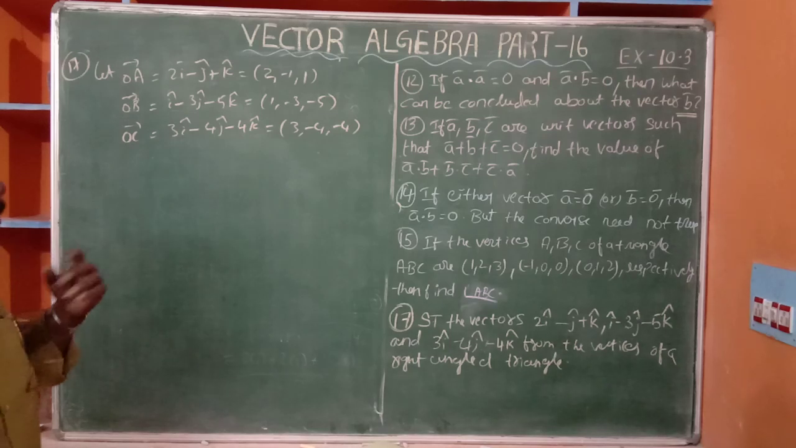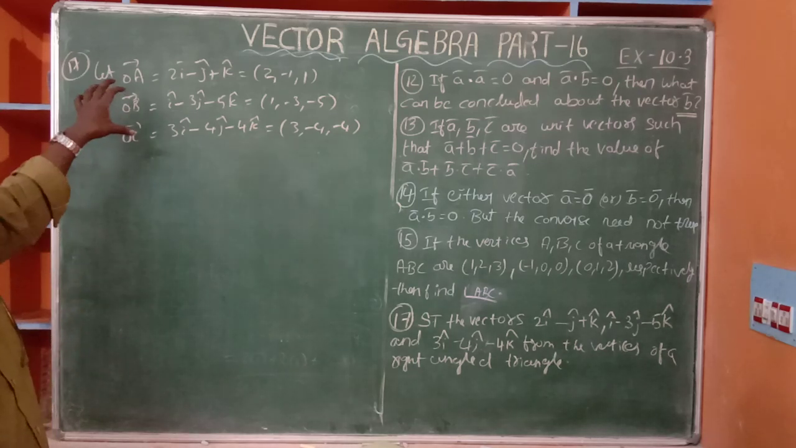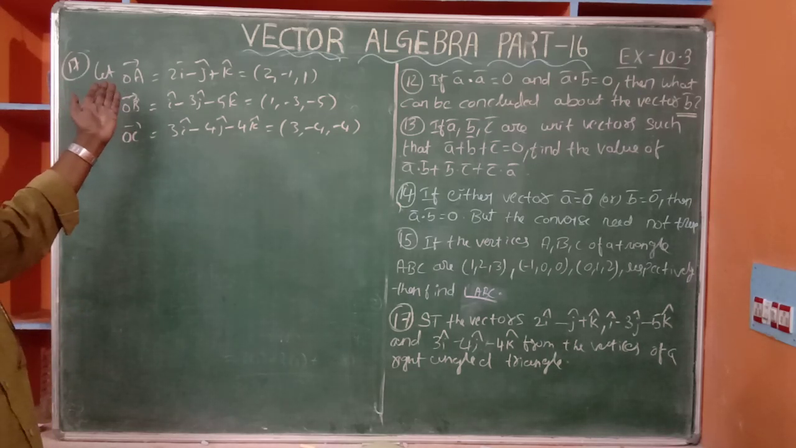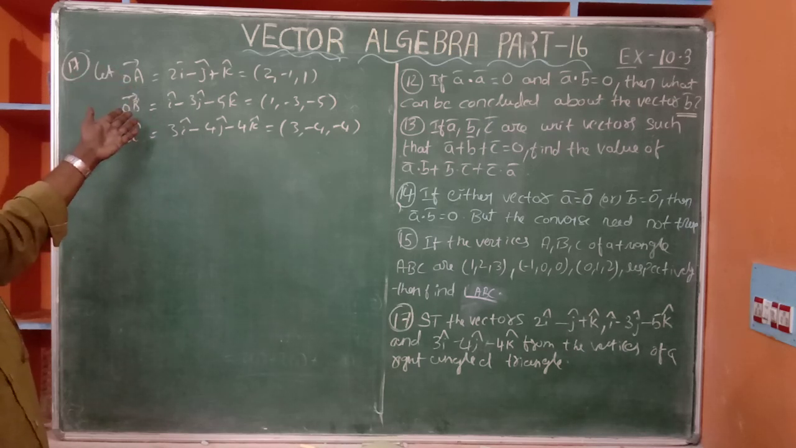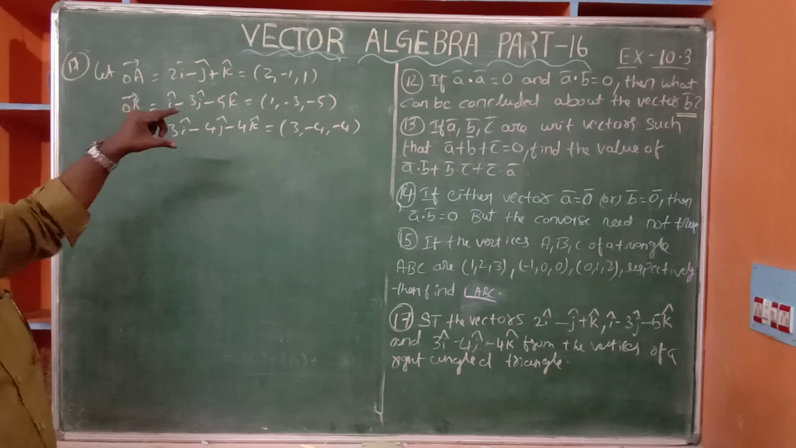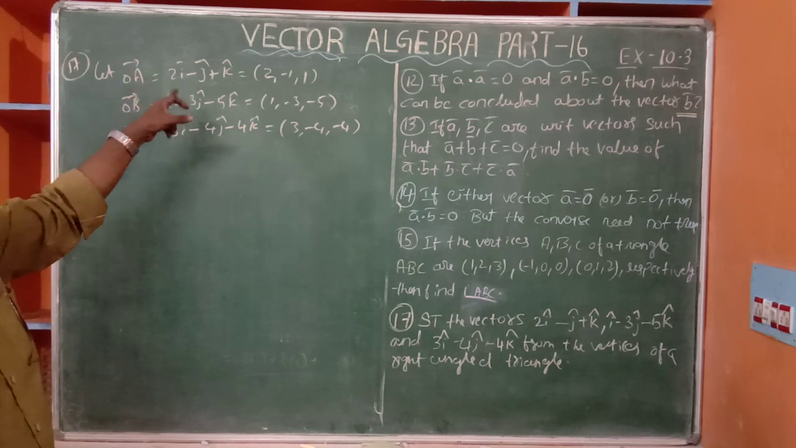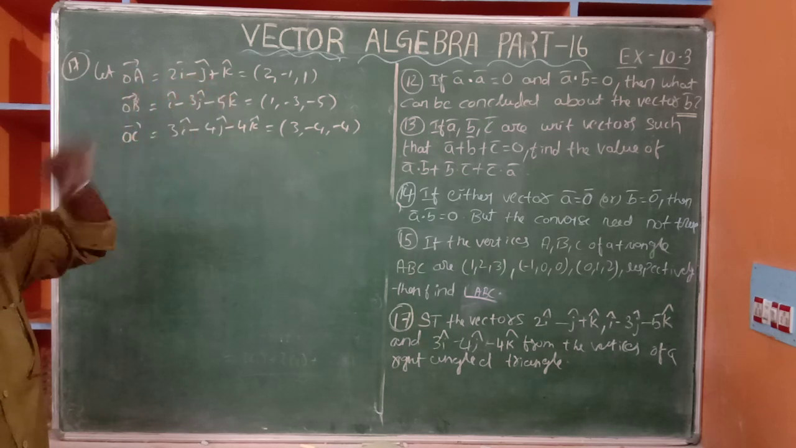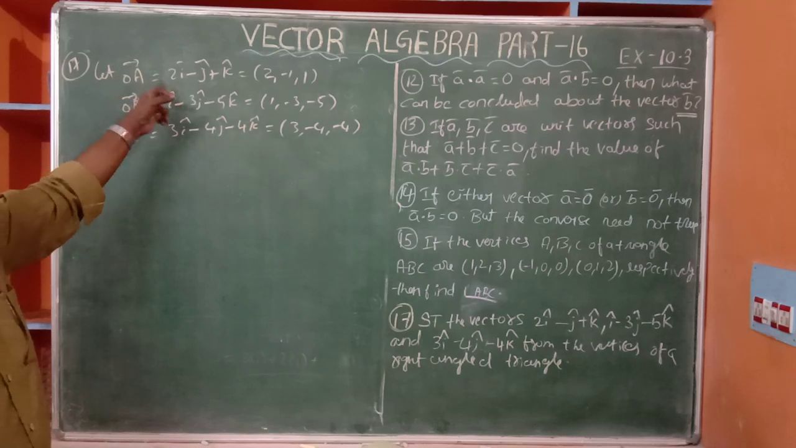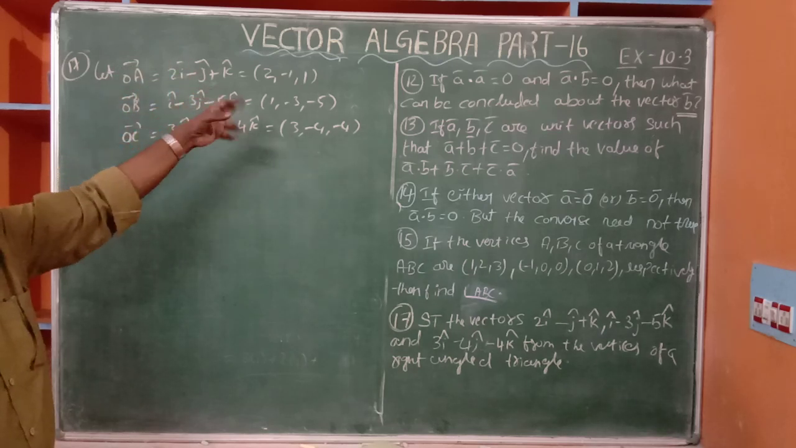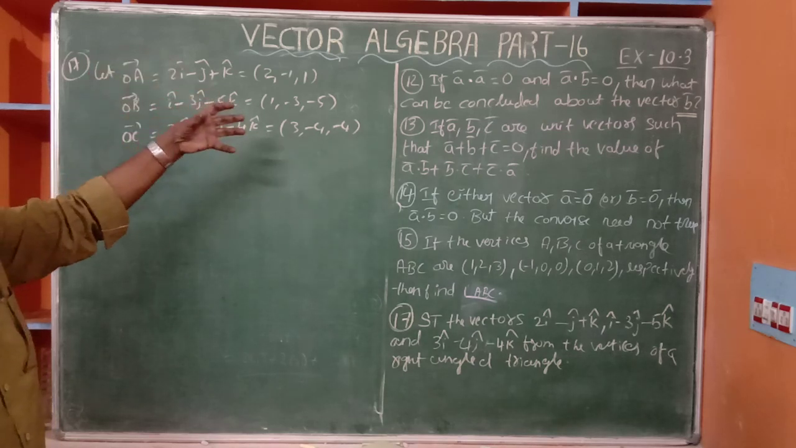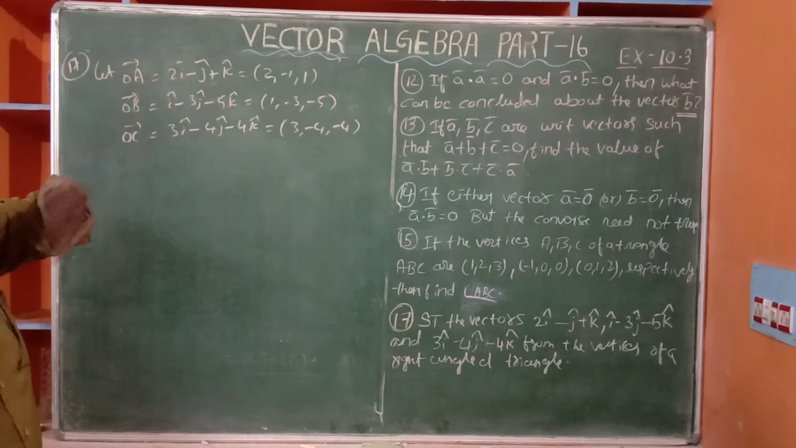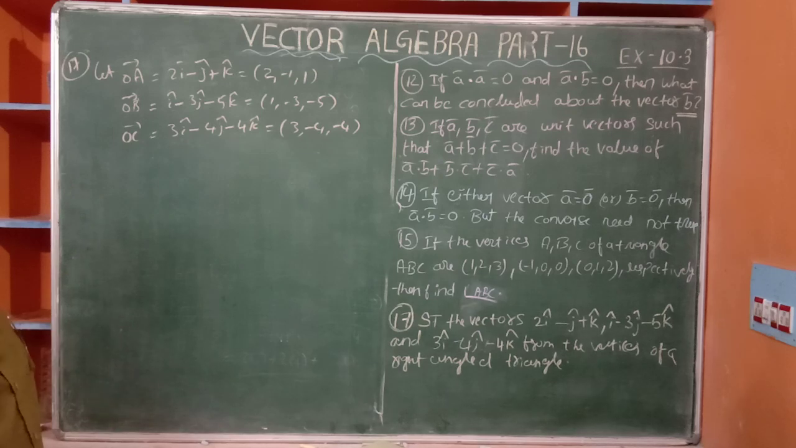We are given only the vertices A, B, C, but vertices mean they are points. So certainly the position vector may be there. What are given are the coordinates, coefficients 2, minus 1, 1. Those are the coordinates of the point A, or otherwise it is the position vector 2I minus J plus K, like that one.